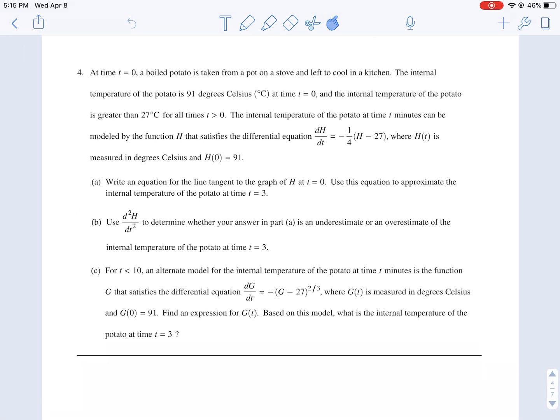Number 4, the potato problem. All right, write an equation for a line tangent to the graph. So this is the question I was talking about here, where we have to find a tangent line, and then on part B we say if it's an underestimate or overestimate. And if you remember now, that's going to be all based on concavity, which we'll get to here in a second. So let's write an equation for the tangent line.